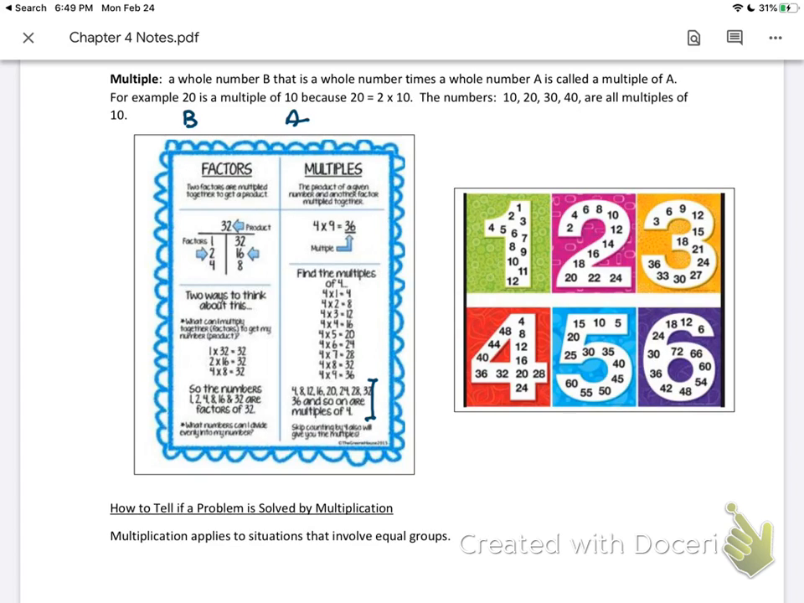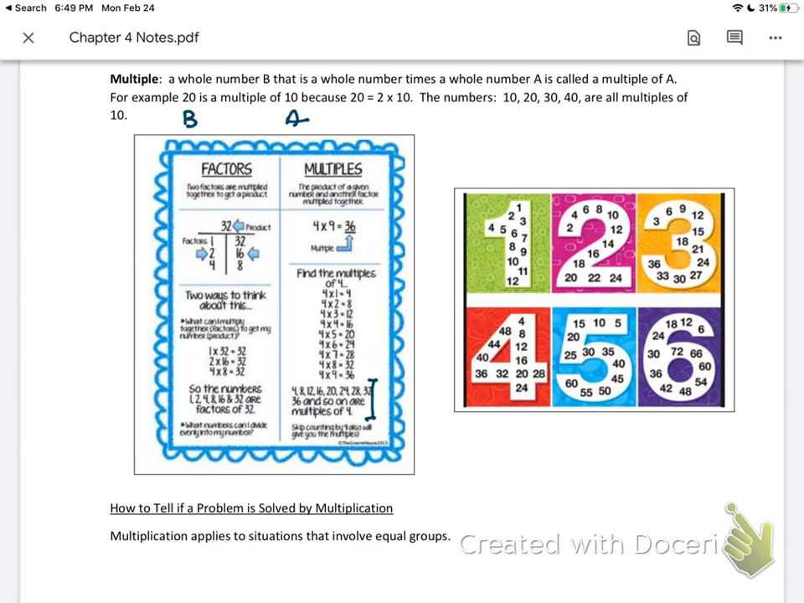2 factors are multiplied together to get a product, and those 2 factors, for example, could be 1 and 32. You get the product of 32. 2 and 16, you get the product of 32. And 4 and 8 gives you 32. So again, 4 and 8 are the factors, and the multiple is 32. At some point, we're going to talk about prime factorization.